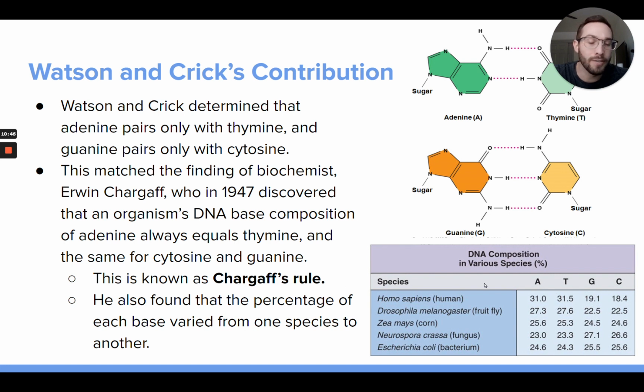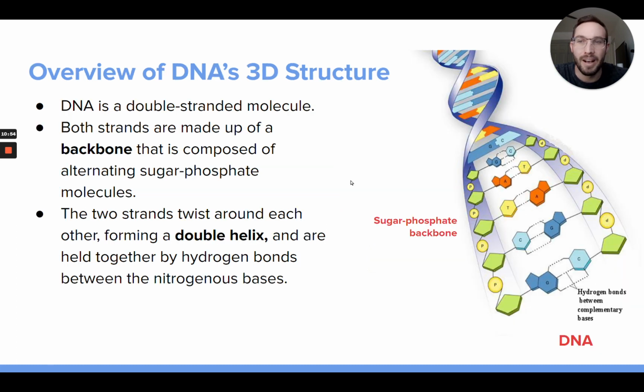That's called Chargaff's rule, which is that the percent of A and T in a DNA molecule is always going to be the same, and the percent of G and C is always going to be the same. And so just to review the 3D structure of DNA, which again, all this was figured out in the 50s, a lot by Watson and Crick, using some of the information collected by other scientists as well.